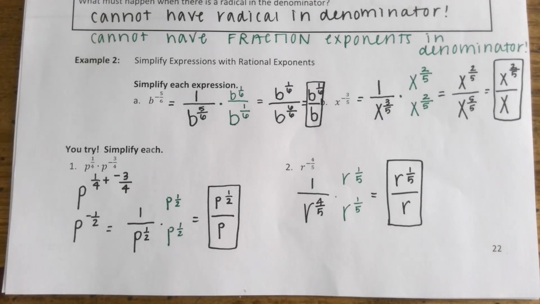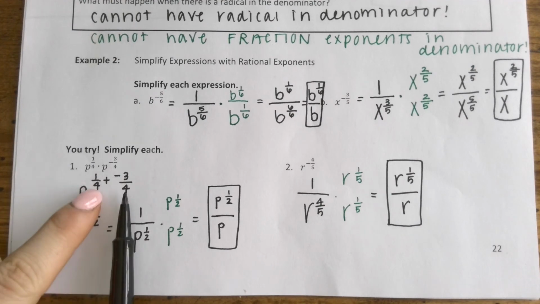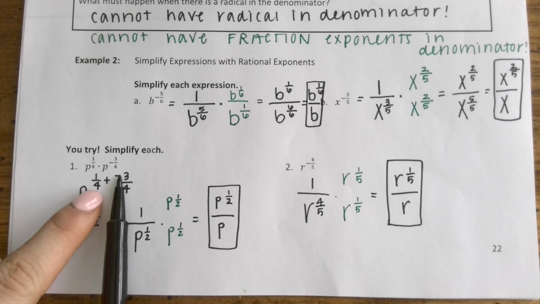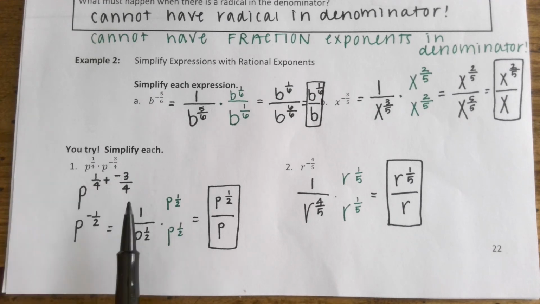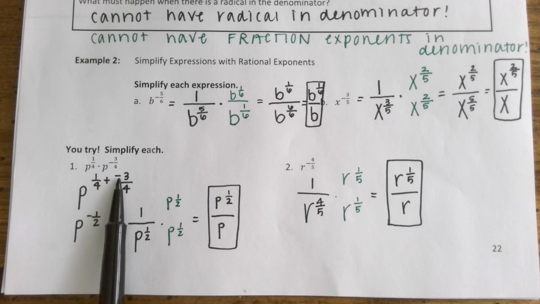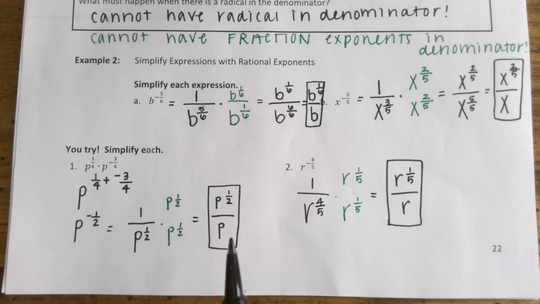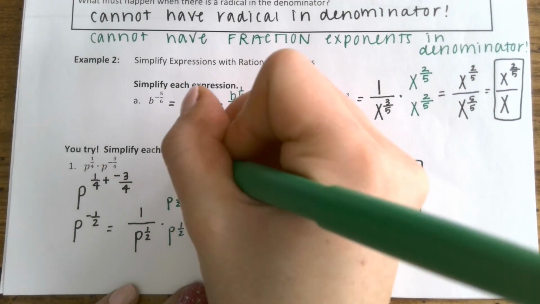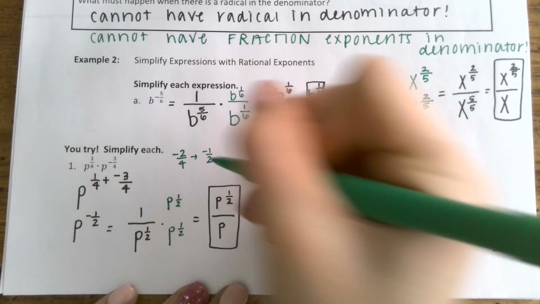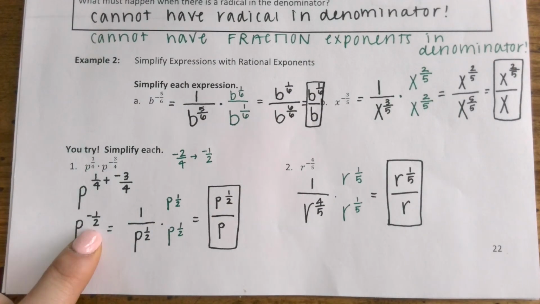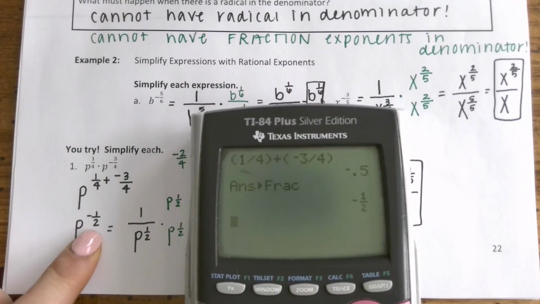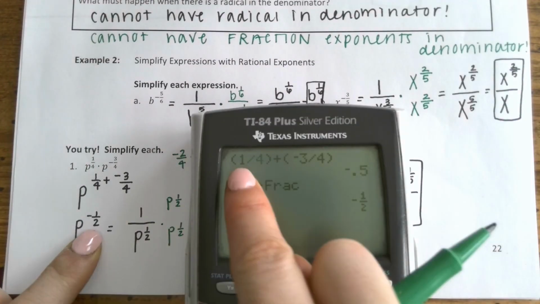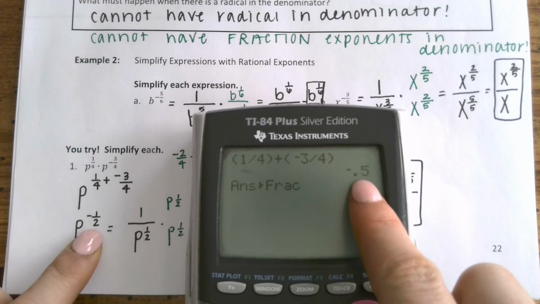You started with the same base, so we should be adding those exponents. Don't forget about that subtraction, or that negative in front of the 3. It just kind of works like subtraction. So 1 minus 3 should give me negative 2 over 4, which then reduced into negative 1/2. Now you could also use your calculator there. So I did 1/4 plus negative 3/4, gave me that decimal, and then I changed it into a fraction.